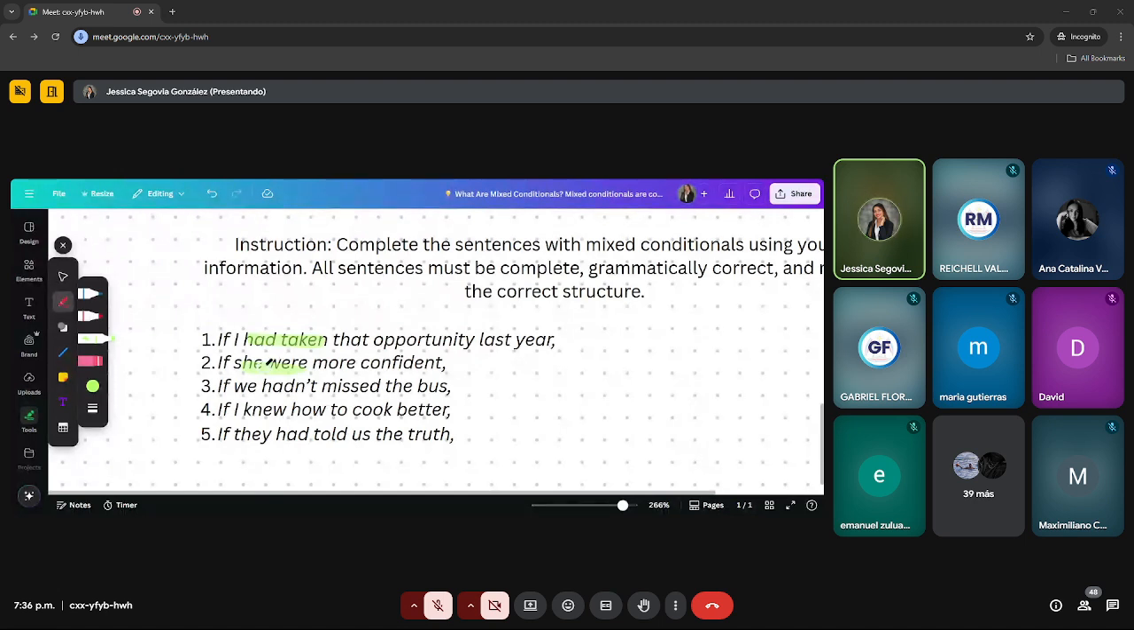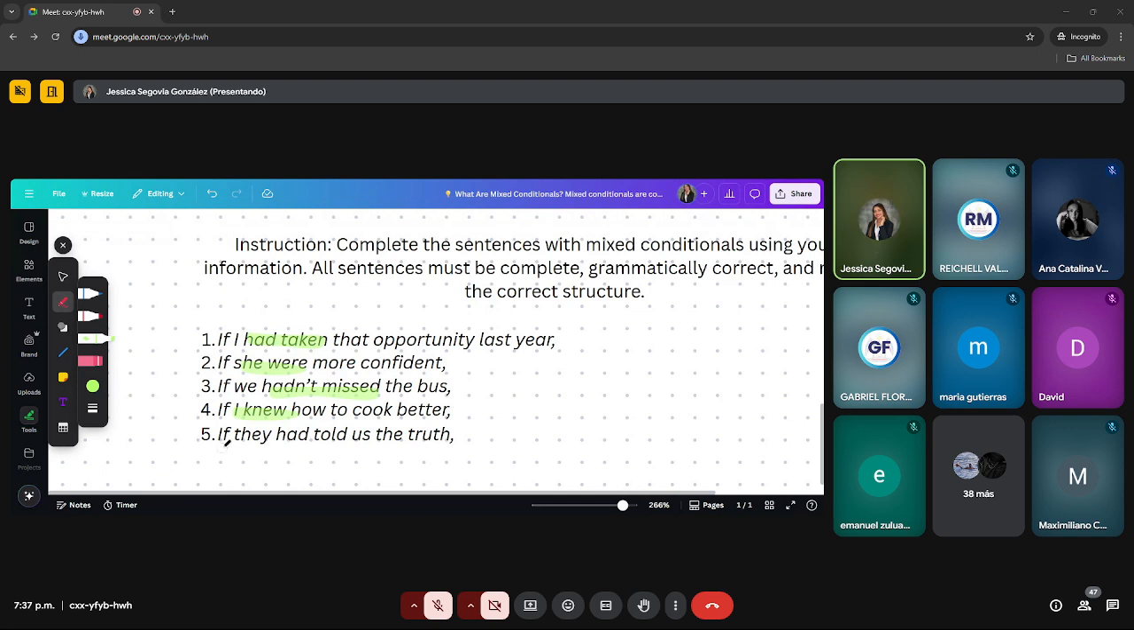Okay. Number three, if we hadn't missed, nuevamente, had plus past participle. This is a past perfect. Por lo tanto, vamos a continuar la oración con un present result. Number four, if I knew how to cook better, this is a past simple. Si yo supiera cocinar mejor, eso significa que es una situación presente. Yo no sé cocinar mejor. Así que tenemos un resultado pasado.